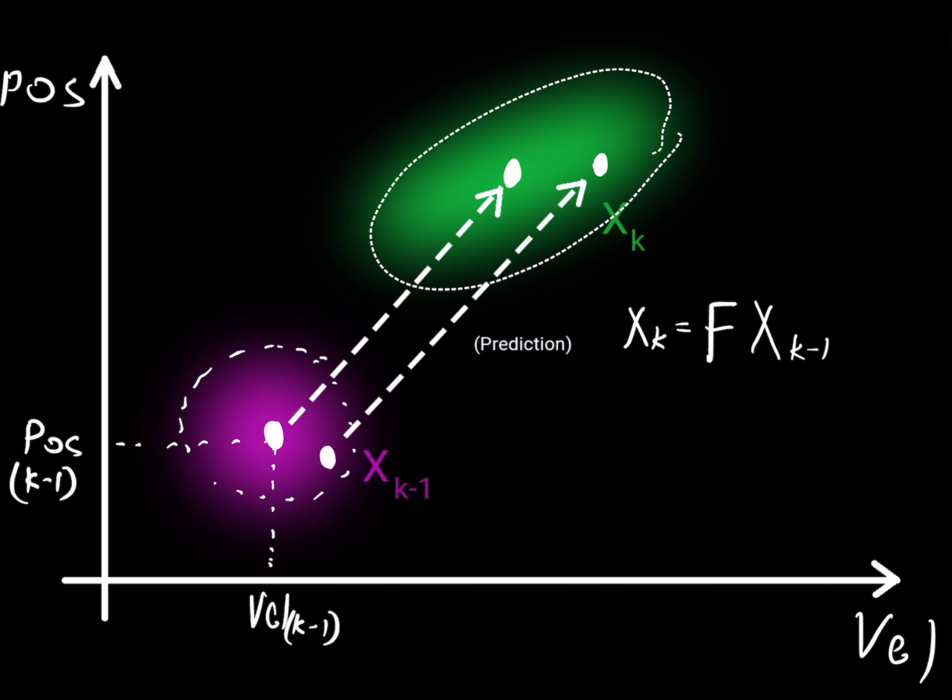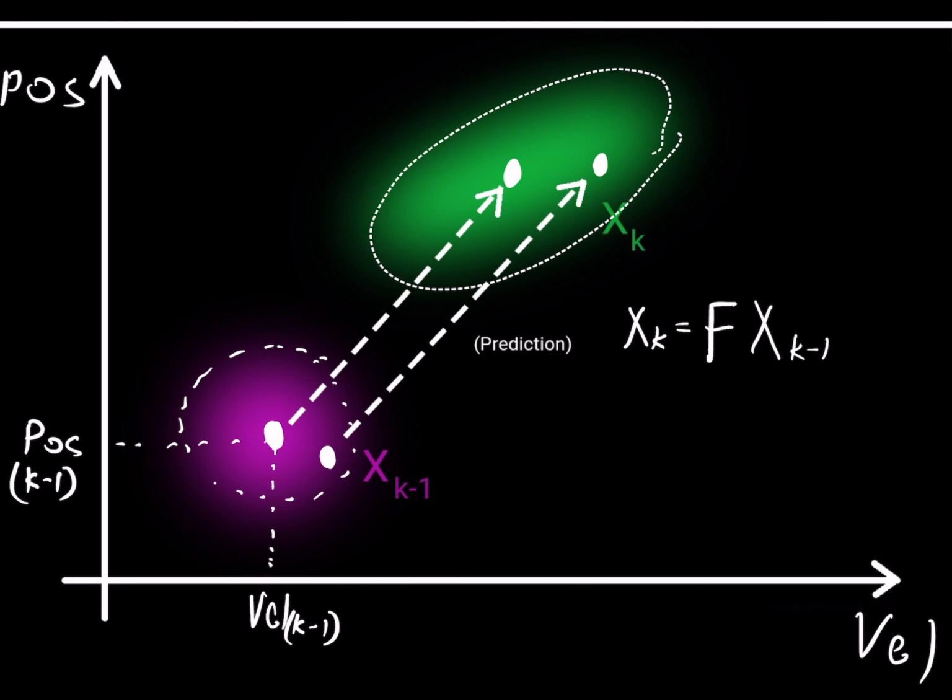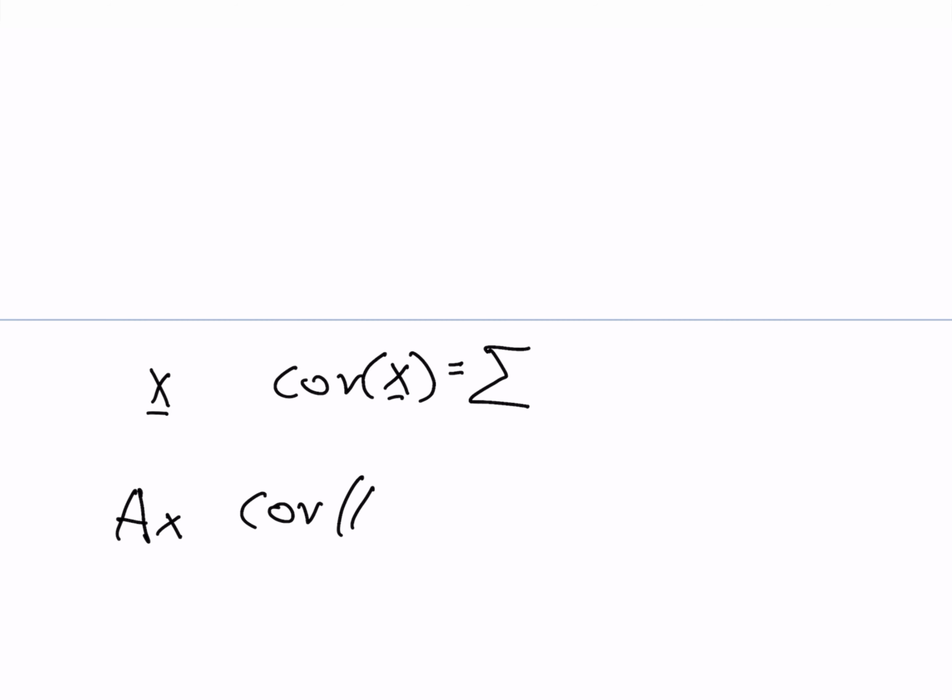But what happens with P? How do I transfer the P uncertainty matrix from the current state to the next state? In order to answer this question, we will use a rule from linear algebra. Assume that I have a vector x and its covariance matrix is sigma. What happens if I take the vector x and multiply it by a matrix A? Or what is the covariance of A times x? And the answer is that it will be A times sigma times A transpose. This is how the rule works.